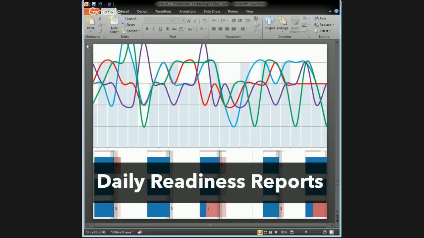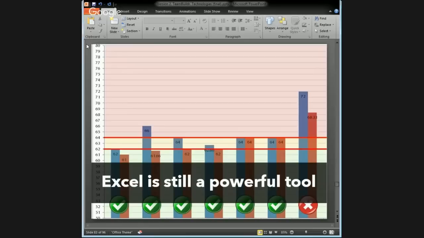Is it perfect? No. But is it some intelligence and some information that you can start to utilize to have a conversation with the student athlete? Absolutely. Excel is still a powerful tool. When used correctly, I think you can still get a lot of information from it.